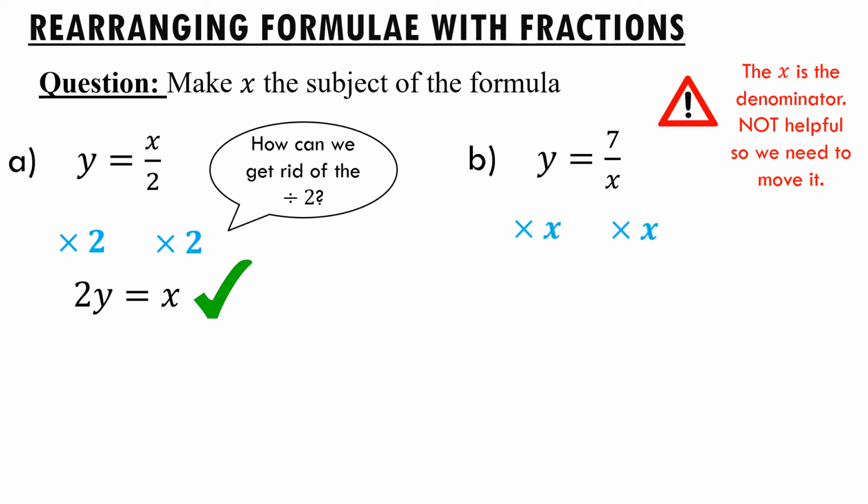I'm going to multiply by x to move it from the denominator up to the left hand side. Now remember, y times x you would write as yx or xy, like I've done. And then we've got equals 7, because the x on the right side is gone. Now we want to get x on its own. Because it's been times by y, we're now going to have to divide by y. So we get x equals 7 divided by y, and now we've got x on its own.